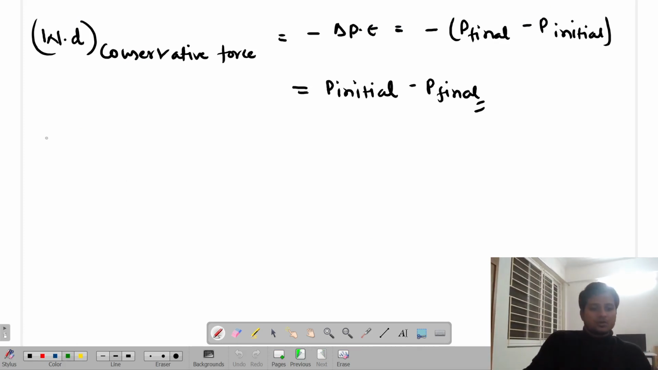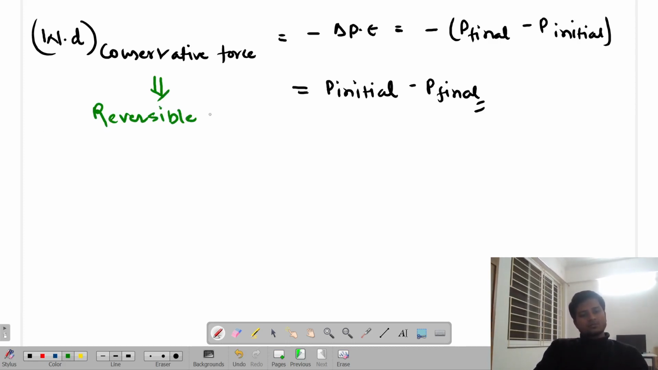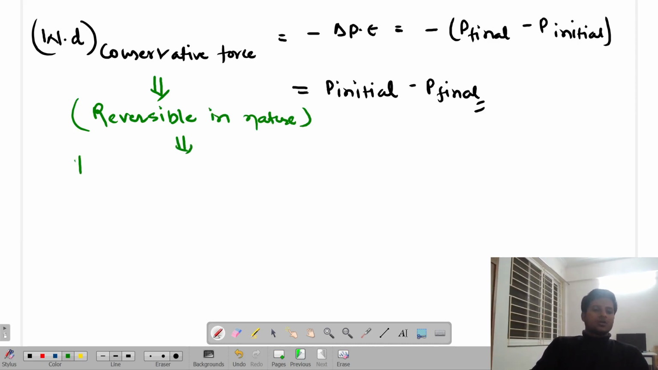Now look carefully: we know that work done by conservative force is of which kind of nature? Reversible, isn't it? That means it is only reversible if total energy is always remaining constant. Yes or not?